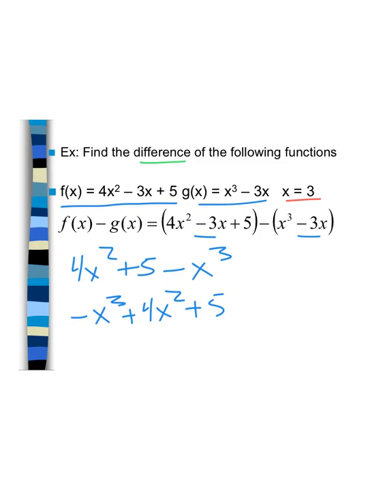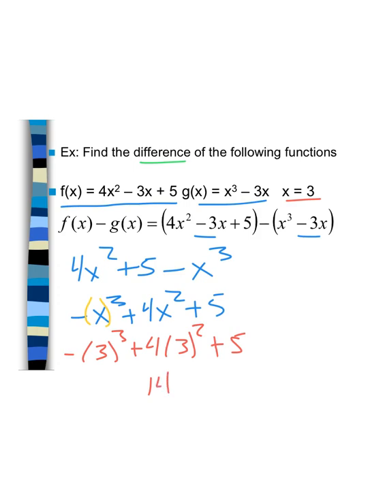One thing I would like to point out here is that our negative x is actually going to look like this. So we have an x inside of parentheses. And this means we're going to go ahead and cube our x and then make it negative. Okay, let's go ahead and evaluate this for x equals 3 then. So we have negative 3 cubed plus 4 times 3 squared plus 5. And when we simplify all that, we get a final answer of 14.